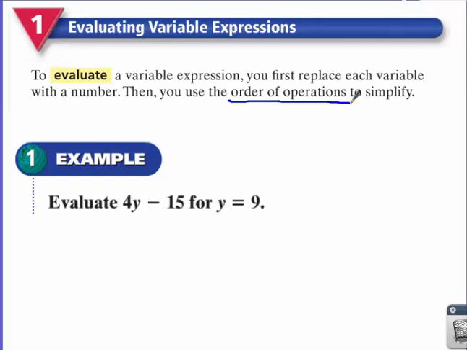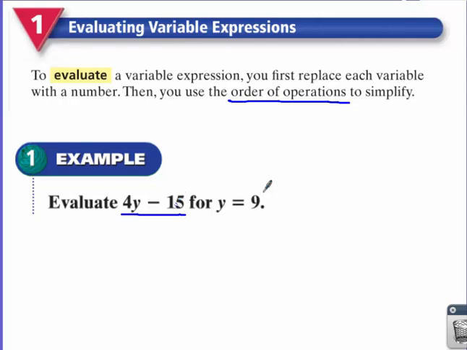So let's take a look at this expression down below. It says evaluate 4y minus 15 for y is equal to 9. Yesterday we talked about reading and writing expressions. With this 4y minus 15, we have to read it with operations in mind. What this really means is 4 times y, or whatever the value of y is, minus 15. So if you can read it, you can evaluate it.